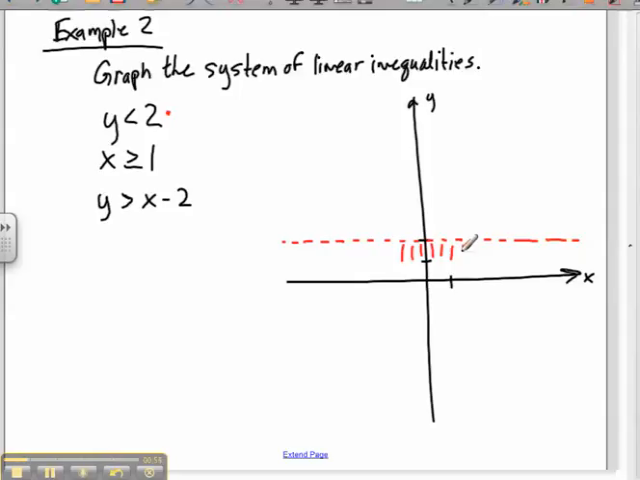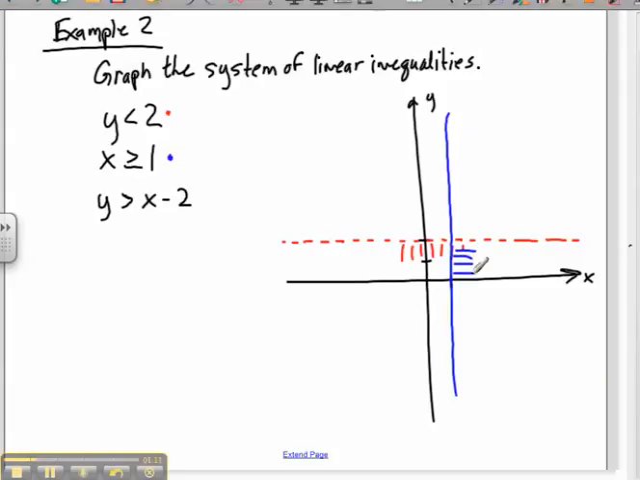Let's let the x be a blue line. Now you remember x equals is always a vertical line, and this is through 1. And this one says greater than or equal to, so we know that this one's going to be a solid. And it says that x is greater than, so it's going to be on this side.